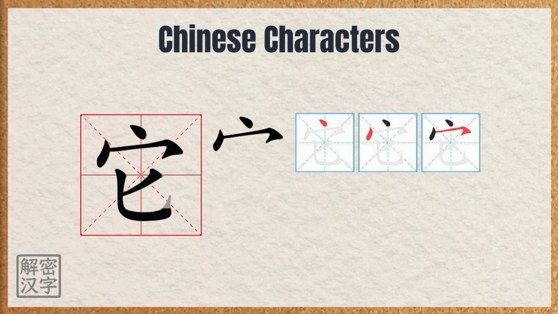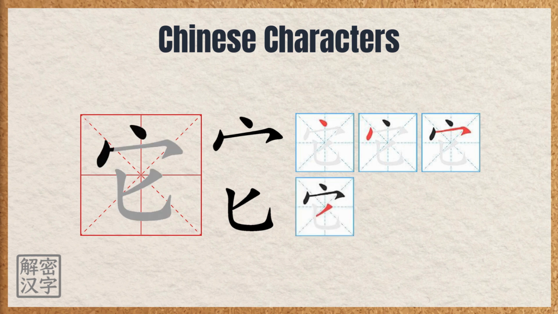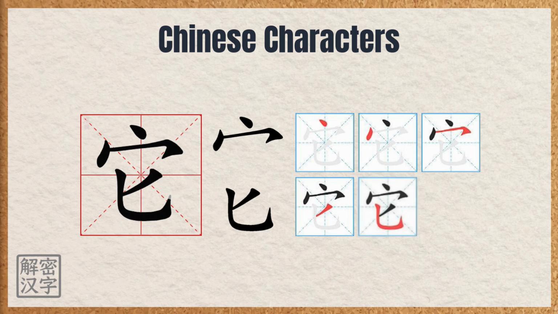Now write the bottom part, 笔. First, write a short left falling stroke. Then, starting on the left side, write a vertical turning hook. It looks a bit like a spoon. And that's the complete character, ta.